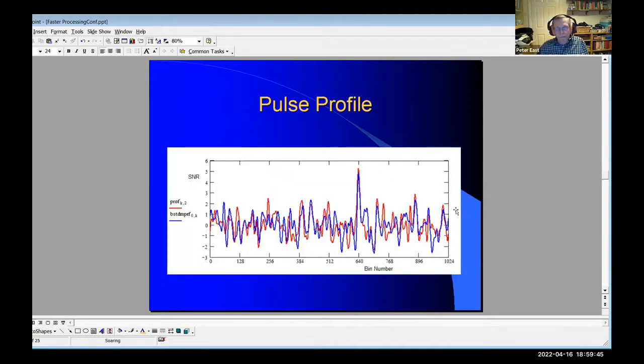So now let's look at some data. This is the pulse profile. You'll see there are two profiles here. There's a blue one and a red one. The blue one is in fact the best signal to noise ratio, using all of the data at the optimum dispersion measure point. But the red one is even higher than that, and I'll explain the reason for that later.